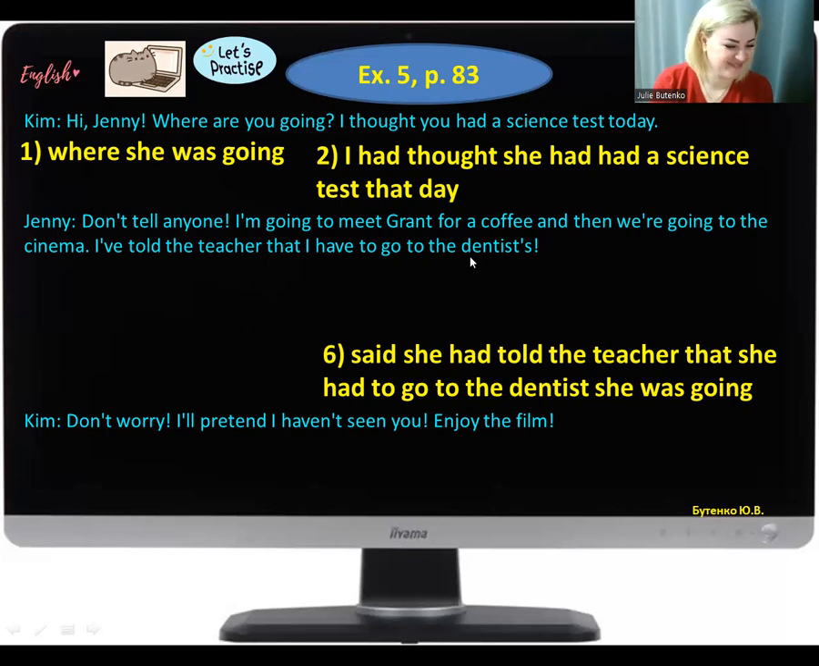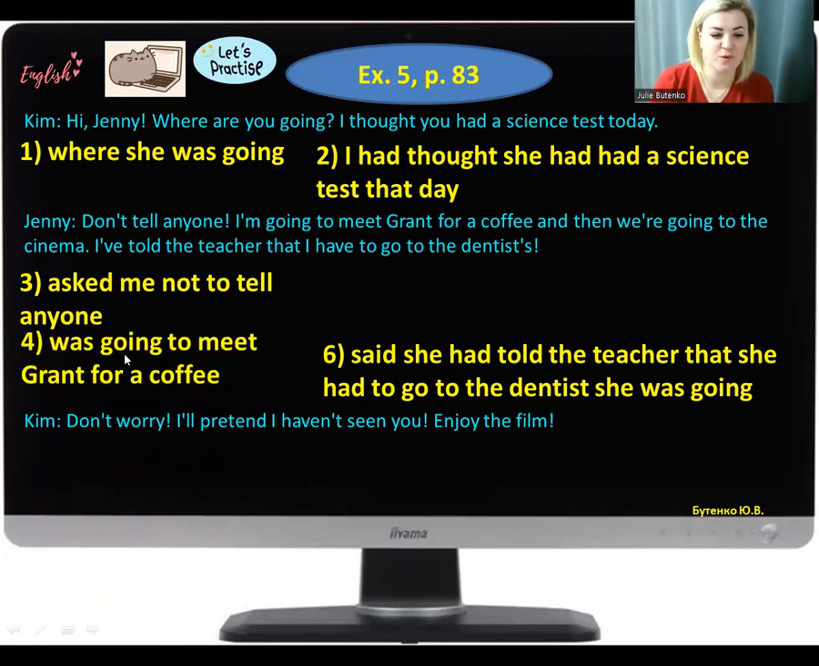Oh, girls. Number 3. She asked me not to tell anyone that she was going to meet Grant for a coffee, and then they were going to the cinema. She said that she had told the teacher that she had to go to the dentist.